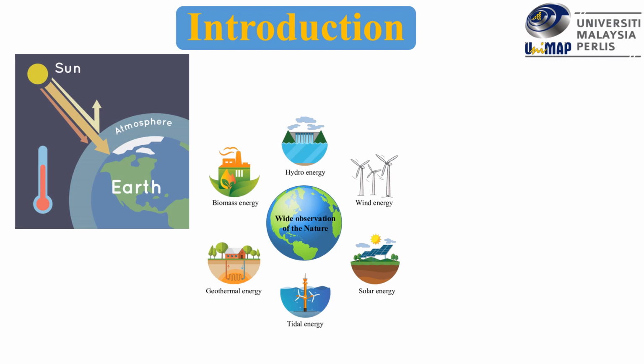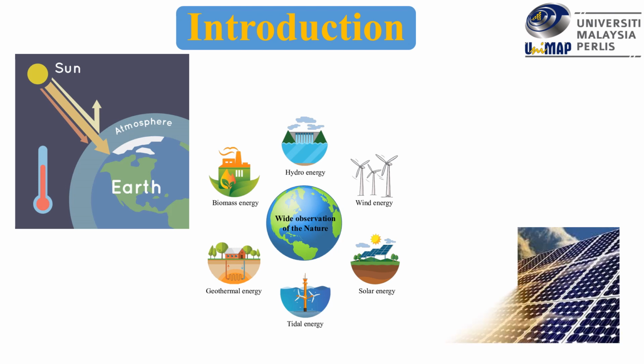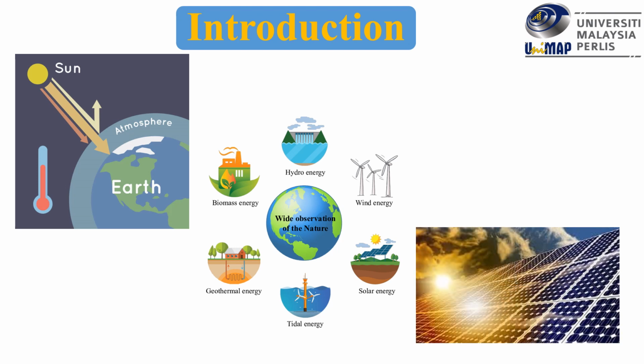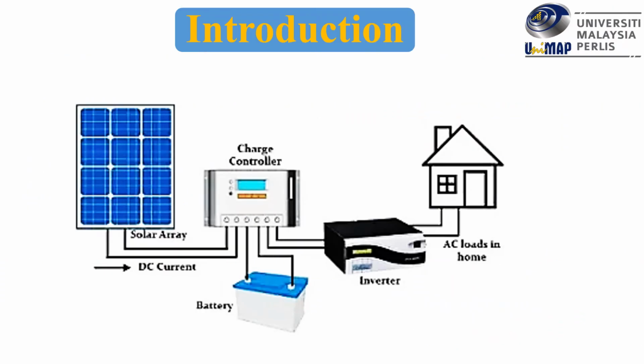In terms of cost and operation, solar is preferable compared to all other renewable systems. So in order to convert solar energy to electrical energy, we need a PV cell. This is an example of a standalone photovoltaic system. There are four important elements in this system: solar array, charge controller, inverter, and the load.